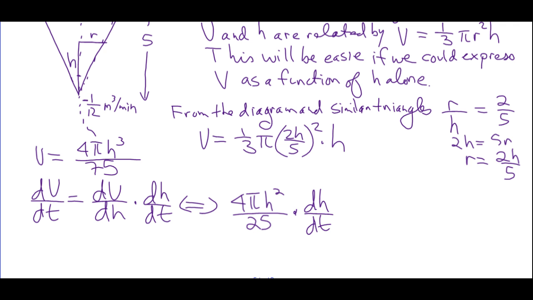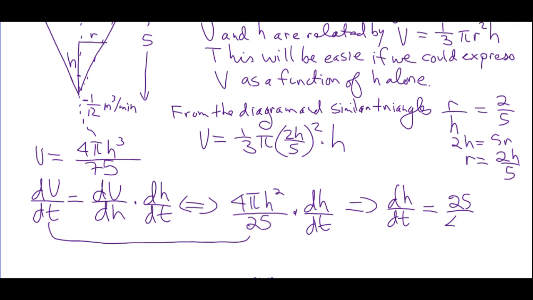Now, we want dh by dt, right? That's what we're trying to find, the rate at which the height is changing with respect to time. So dh by dt is going to be, so I'm going to multiply both sides by the reciprocal, so it's going to be 25 over 4 pi h squared times dV by dt, and we know h, 4, and we know dV by dt, negative 1/12.